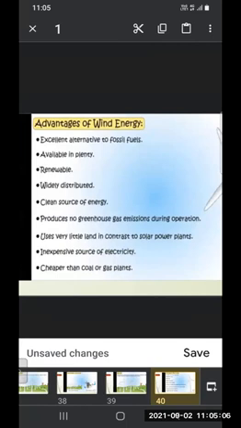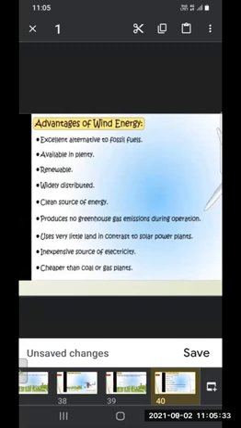Advantages, what are the advantages of wind energy? Okay, you may get a question like this. Write two advantages of wind energy. Excellent alternatives to fossil fuels. We do not want to use fossil fuels, that is just creating lots of pollution, as we have to conserve our environment. So this is the excellent alternative to fossil fuels.